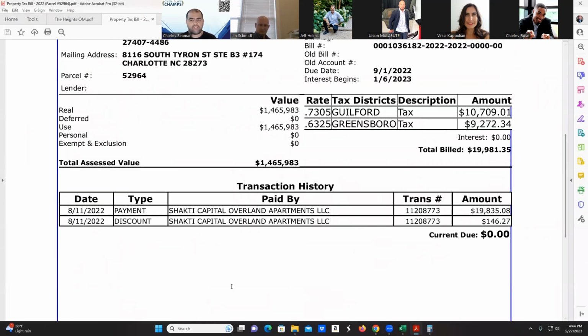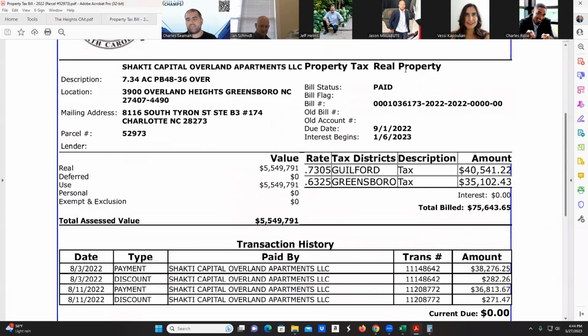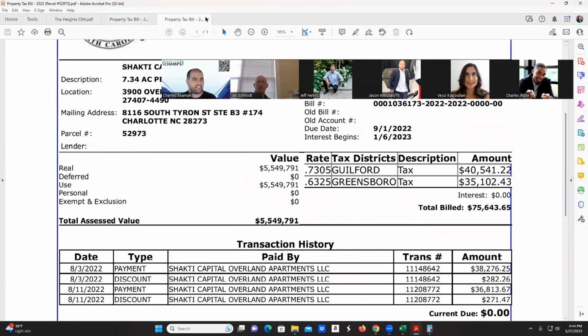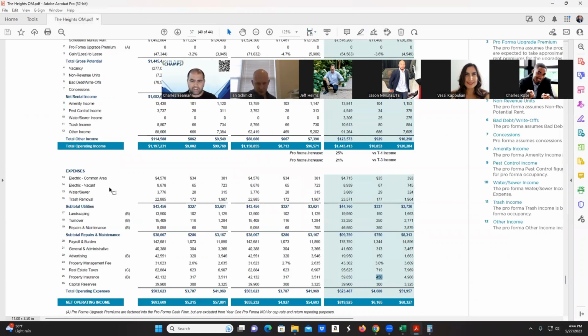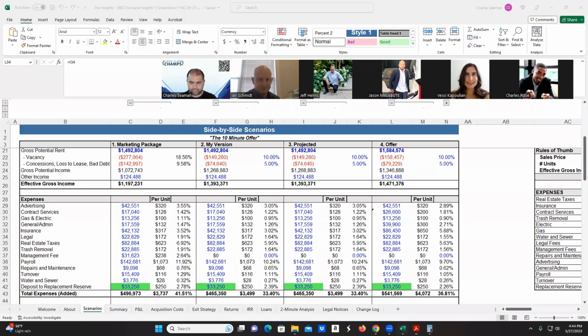So it looks like on one, they paid $19,981. And the second one, they have $75,643. So roughly $95,000 together. And that kind of lines up with where the broker's at. So what we'll do is we'll leave that $95,625 there. But one of the items that I would follow up on in this deal is to see where the tax assessment is. So I believe the assessment has already come out. And we can use that in our calculation to come up with a more accurate projection going forward.